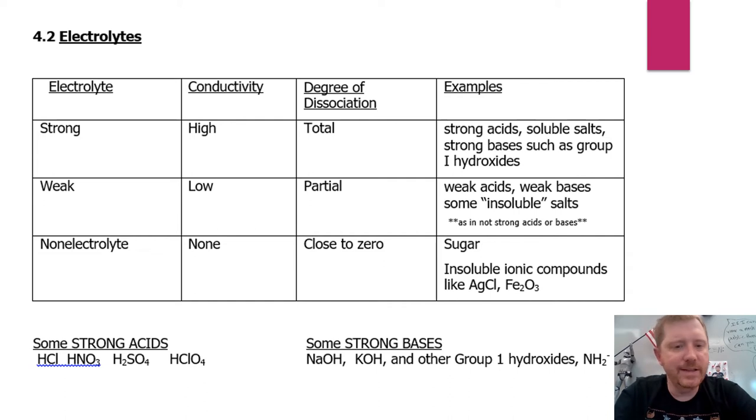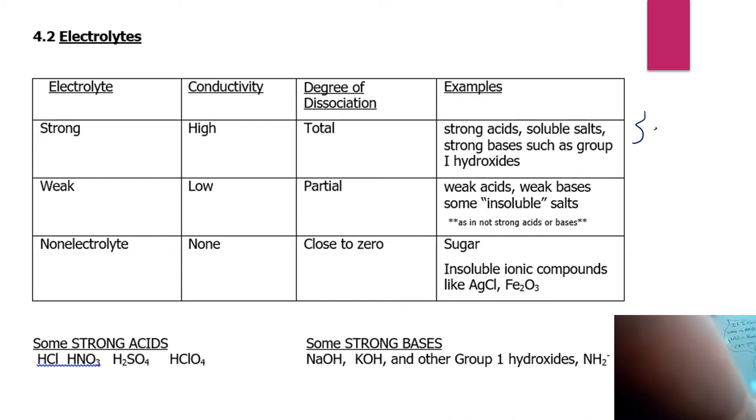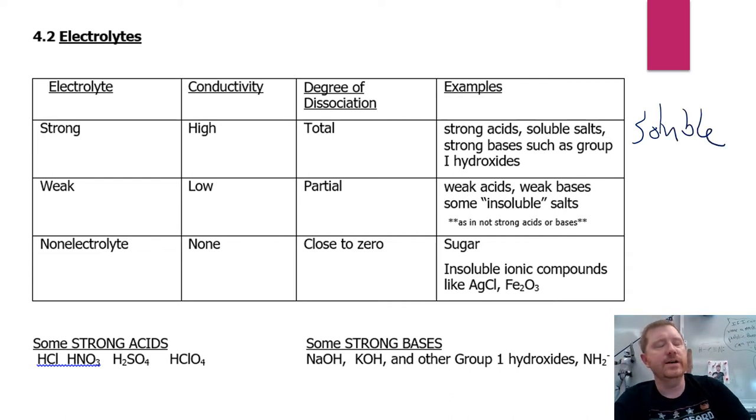So what the heck is an electrolyte? An electrolyte is something that dissolves very well in water and makes the water able to conduct electricity, thus the electrolyte part. Strong electrolytes are things that dissolve well in water. So if it's soluble, like our solubility rules, the group ones and the nitrates and the acetates that are very soluble, those are going to be strong electrolytes, as are the strong acids and bases we talk about in just a second.